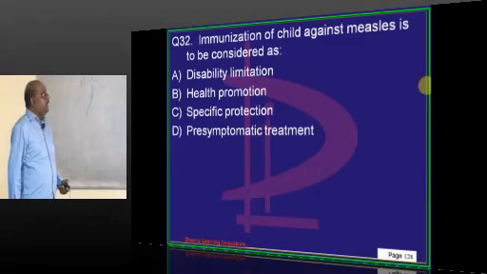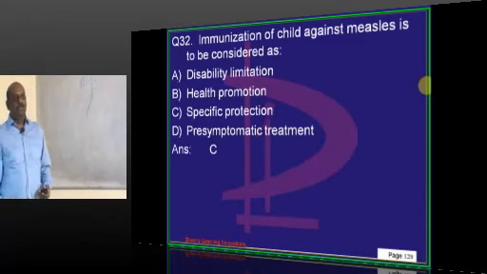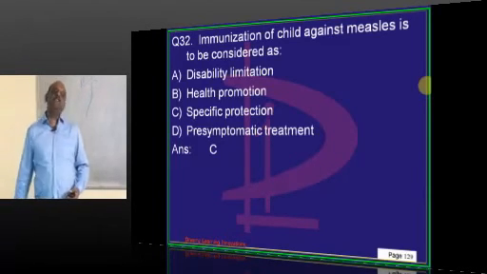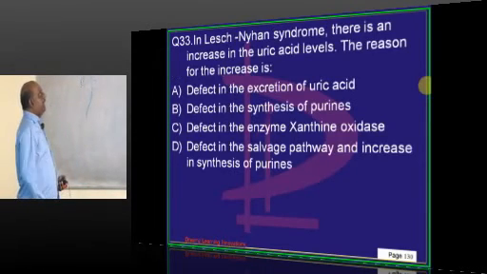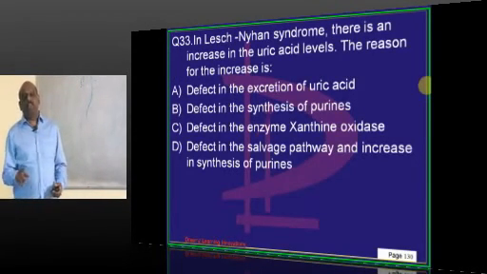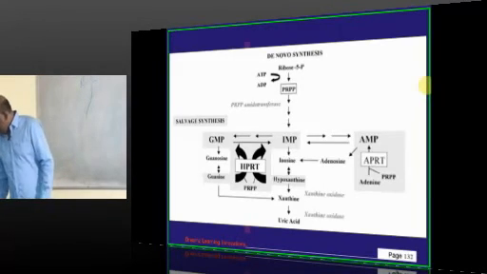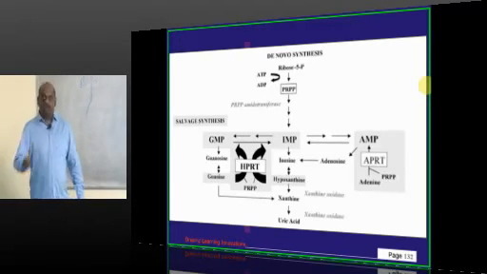Now doctor, immunization against the measles is an example of specific protection, since it is against the measles. Lesch-Nyhan, what is the cause? HGPRT, hypoxanthine guanine phosphoribosyl transferase deficiency. Where is that enzyme basically involved?